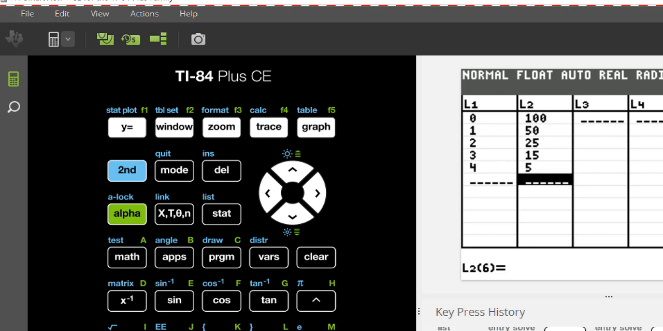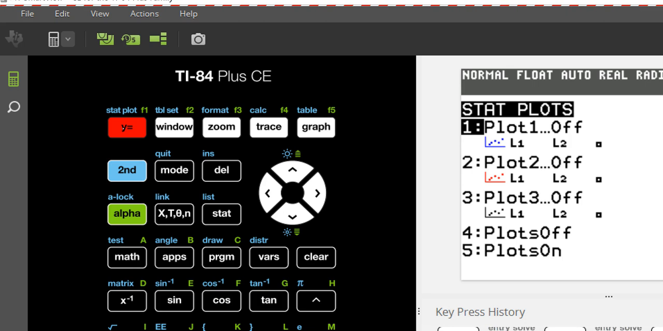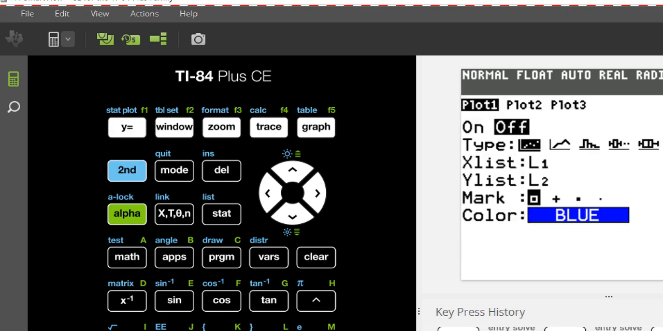All right, next. I need to set what ideas first before I go to my graph and all those other things. Second, stat plot. I'm working on option 1. I hit enter. What do I want to make sure? It's on. Is mine on? No. So how do I turn it on? Okay, push enter. Is it on now? Yes.